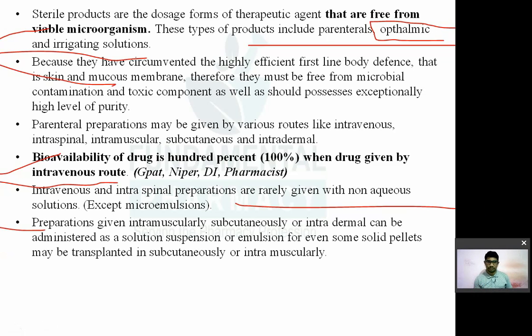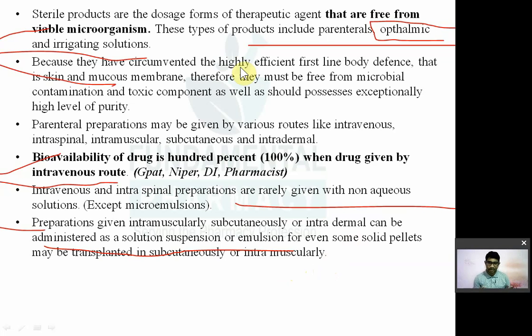Now preparation given by intramuscular or subcutaneous route, okay, or intradermal route. They can be administered as either solution, suspension, or emulsion, or even some solid pellets that can be transplanted subcutaneously or intramuscular. मतलब बाकी जो इंजेक्शन है इंट्रावेनस और इंटरस्पाइनल छोड़ के, जैसे सबक्यूटेनियस, इंट्राडर्मल, या फिर इंटरमस्कुलर. So using those kind of route you can inject solution, suspension, emulsion, and pellets also. Pellets inject नहीं करते हैं, pellet transplant करते हैं.